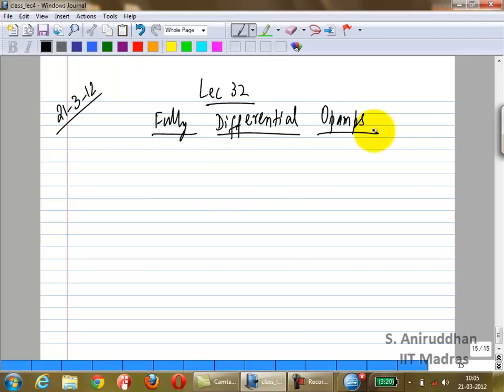So for the next maybe three classes or so, we'll be studying fully differential op-amps.